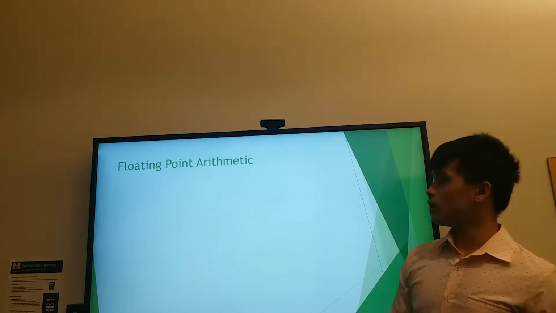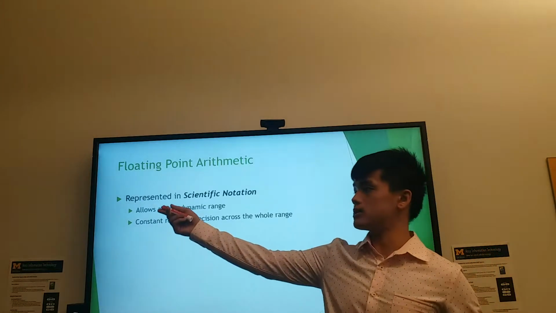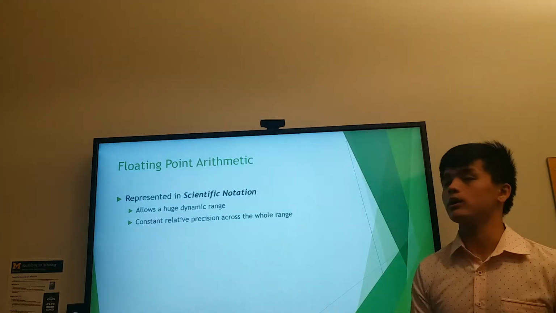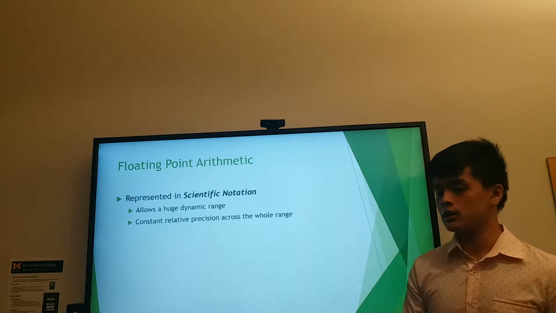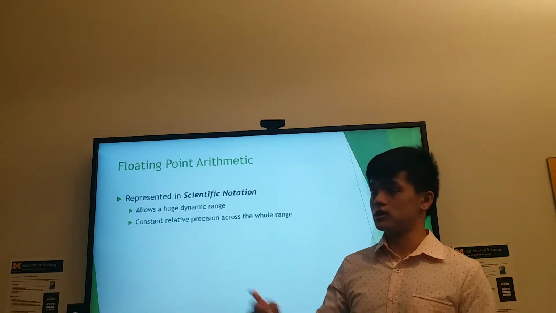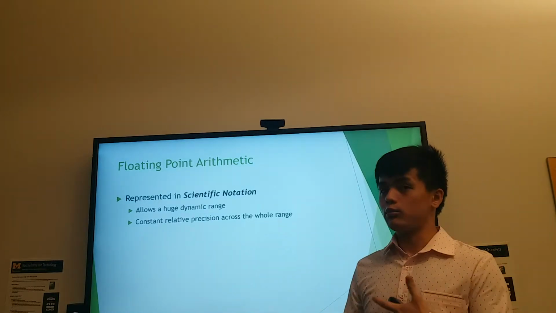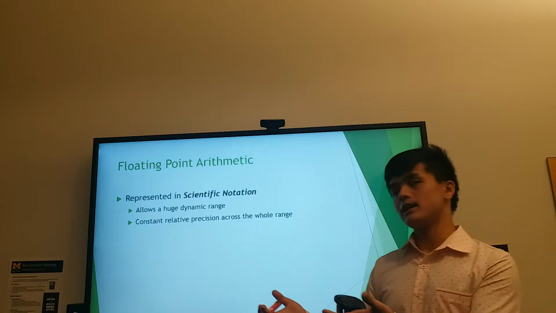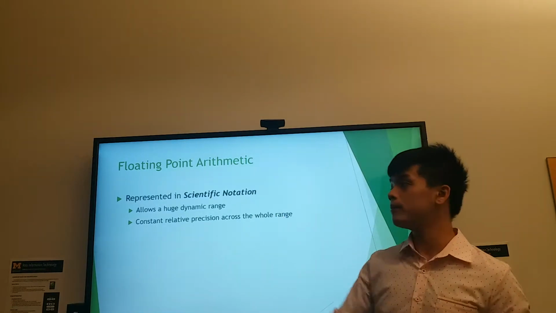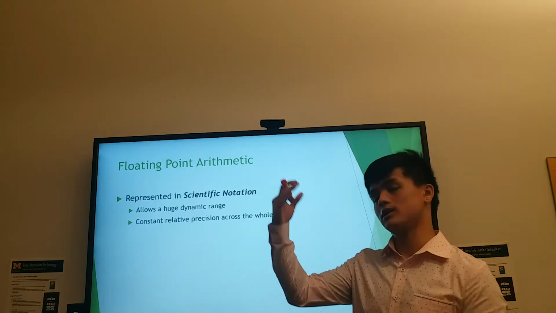So, a quick overview of floating point arithmetic in the IEEE format. First of all, it's represented in scientific notation. And why do we want to use scientific notation? Because instead of writing out the number bit by bit, we represent just part of the number and then multiply it by, for example, in our daily lives, a base 10 system, times 10 to some power. In binary, we multiply a number by 2 to some power.